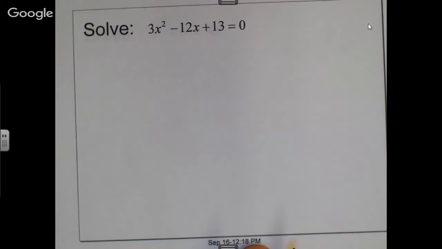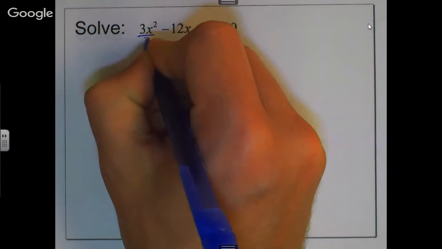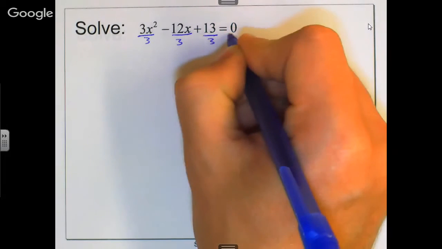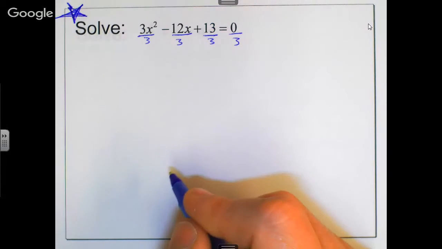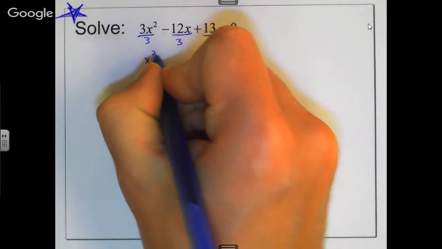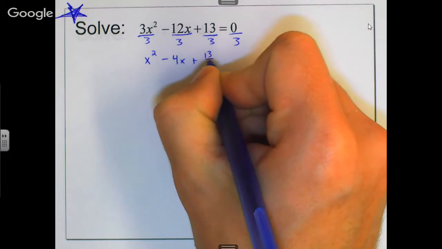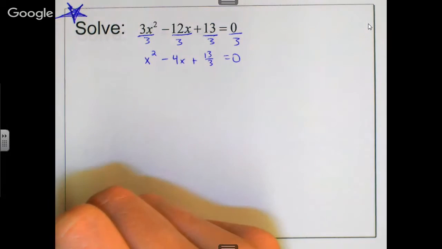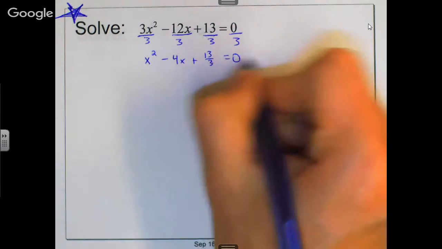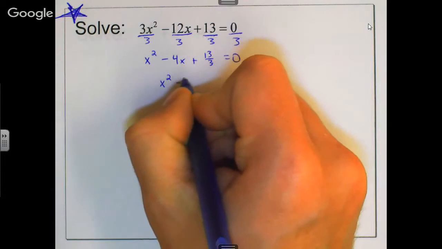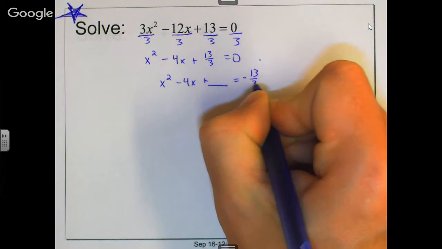Now, what happens if that leading term is not a 1? Like in this case. We're simply going to divide everything by that number. We'll put a star by this one. This one's a good one to know, good one to study, good difficulty level. So we have x squared minus 4x plus 13 over 3 equals 0. Okay. So we'll say move this over and add the blank. So x squared minus 4x plus blank equals negative 13 thirds plus blank.